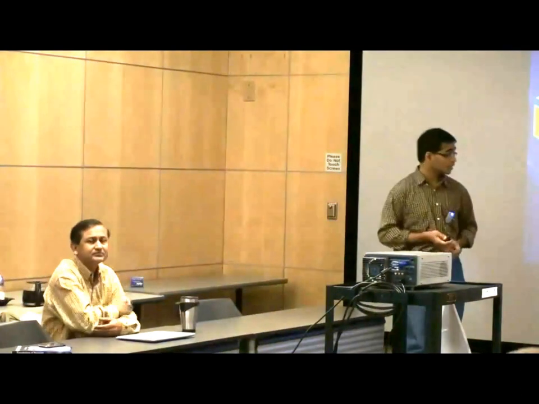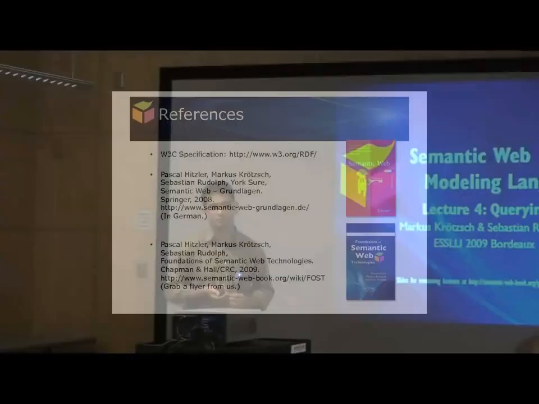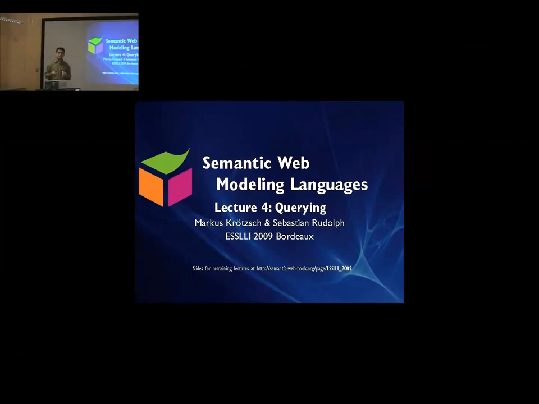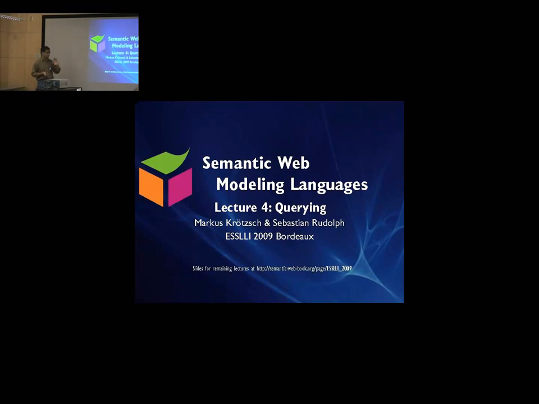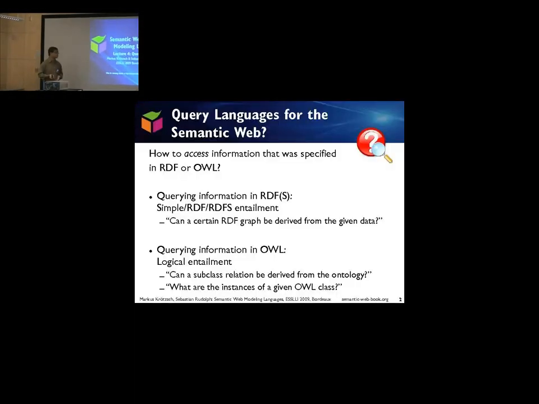Okay. So what we saw in the past hour or so was just the representation of information, but without the ability to query that information is almost useless. So what we are going to look over here is the query language, which is used for most of the semantic web languages and technologies. So how do we access the information that was represented in RDF or OWL? Querying information, very, very simple querying information.